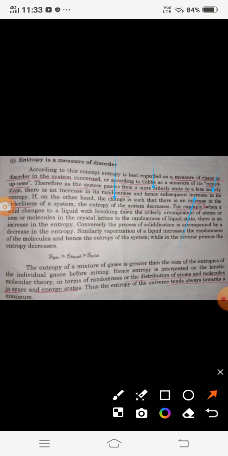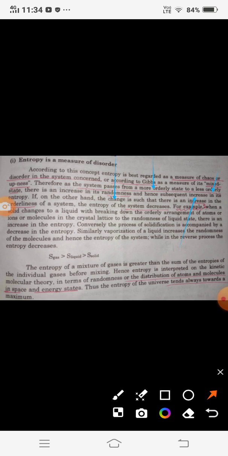If, on the other hand, the change is such that the system is going towards a highly organized way, from a less orderly state to a more orderly state, it means the entropy will decrease, because the system is going to decrease its disorderedness. So the entropy will decrease when moving from a less ordered stage towards a highly ordered stage.